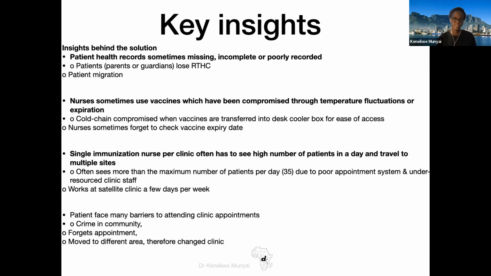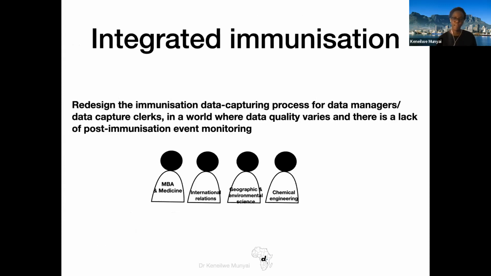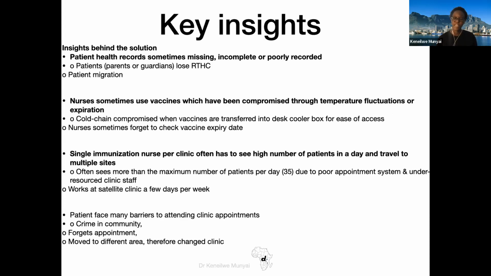And some of the insights that they found from engaging with all the different stakeholders is the fact that patient health records sometimes go missing or are incomplete or poorly recorded. So you can imagine in a case where it's a very busy clinic, things like that would happen because you're dealing with human beings, right? And then nurses sometimes use vaccines which have been compromised through temperature fluctuations or expiration. And then the other thing was the single immunization nurse per clinic often has to see a high number of patients. So these were all things that emerged from this group of students, some of whom have no knowledge of the health space, but through engaging with the health professionals, they were able to learn and come up with these insights.